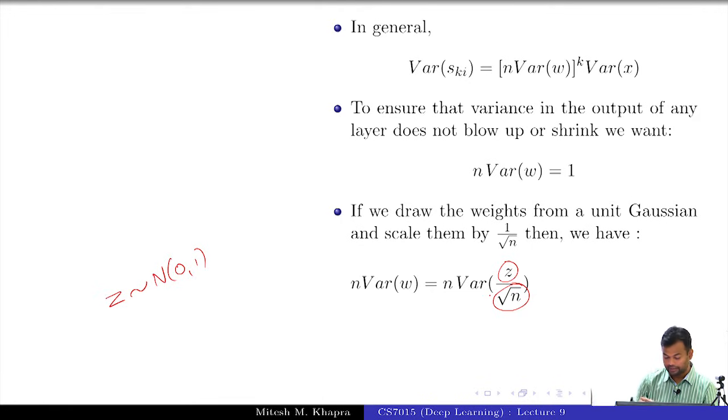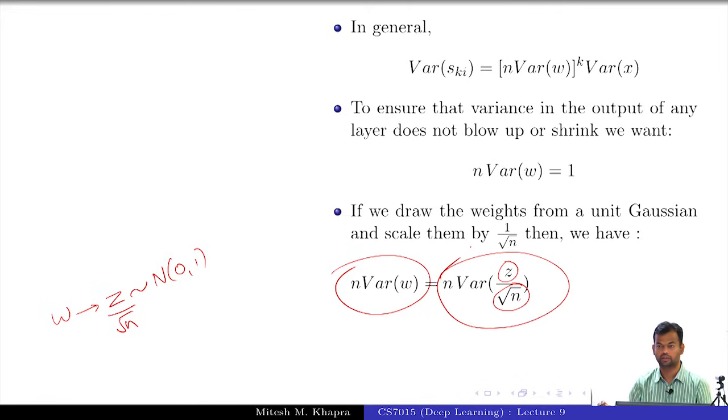Now, if w is equal to z by square root of n, then I can write that n into the variance of w is equal to this quantity. Everyone is fine with this? There's no trickery here. Why I'm doing this is not yet clear, and that will become clear, but at least what I'm doing is clear. I'm taking a random variable z which comes from a normal distribution, and then I'm setting my weights to the values I've drawn.